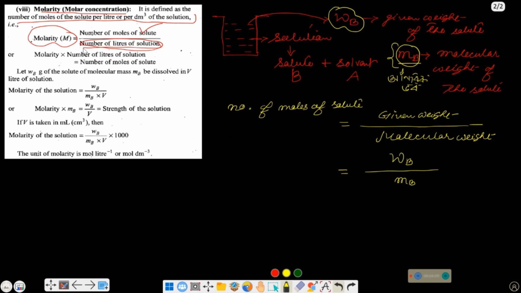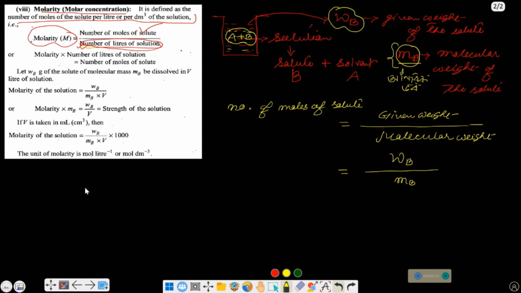Next, in the denominator, what should we write? In the denominator, we should write the number of liters of solution. It is a solution; here A plus B both are there. So what is the net volume of the solution in liters? In liter.